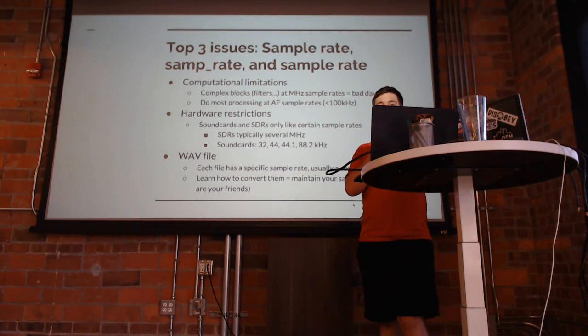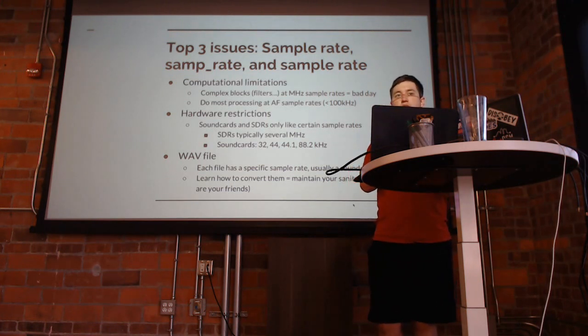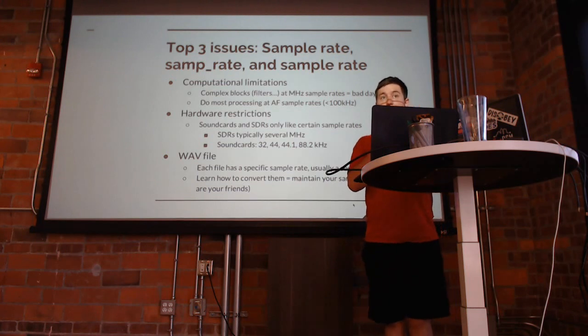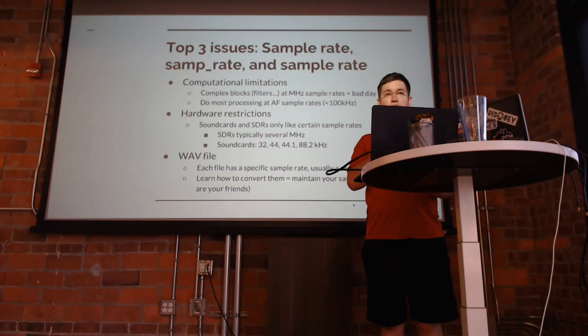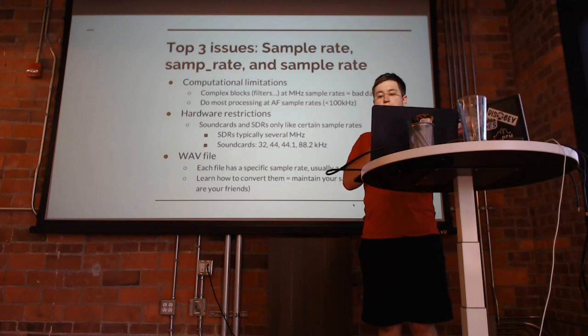Your sound card and your SDR will only like certain sample rates. Sound cards, especially integrated ones, will have 5 sample rates that let you set. Anything else will throw errors. And SDRs also might work like that as well. And then WAV files also have a specific sample rate. If you read from a WAV off the wrong sample rate, it won't sound right. And learning how to convert those is very useful if you're just creating test signals that you want to transmit.